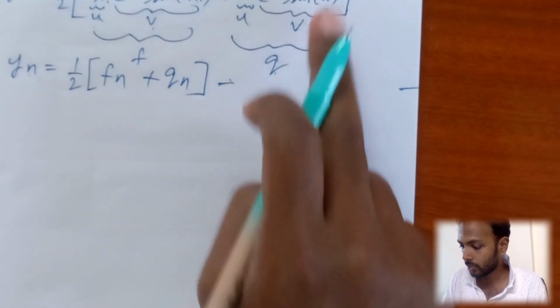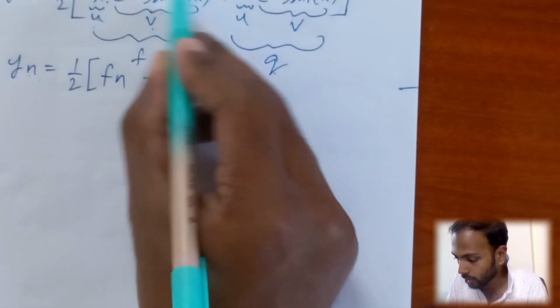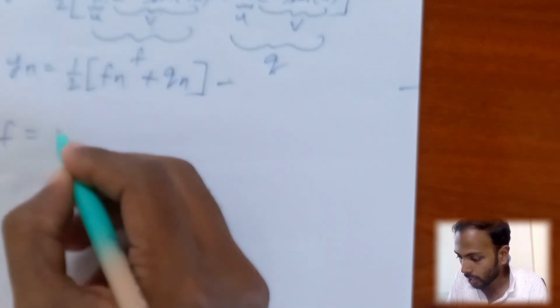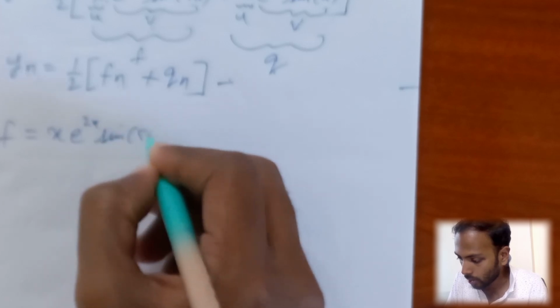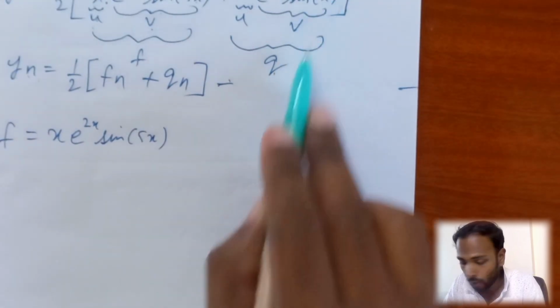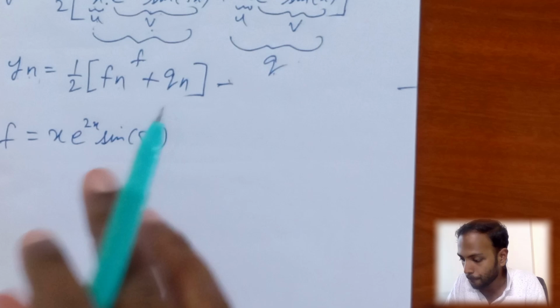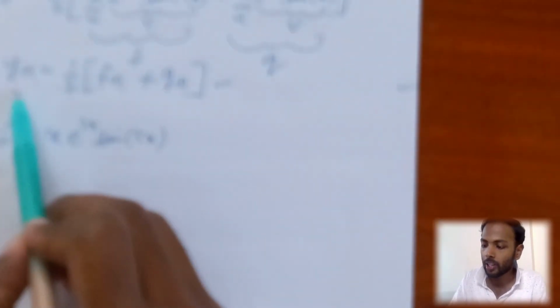We have considered this entire thing as f and this as q, so let's solve them individually. Let's solve this portion first. Let's take f as x into e power 2x into sine of 5x. Let's find the nth derivative of this, and then find the nth derivative of q. Whatever the result of fn and qn, put them here, and that will be the final yn.